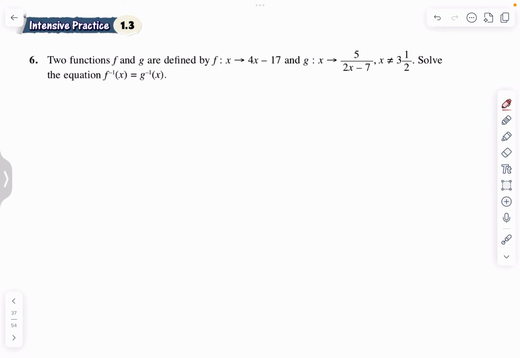Question 6. Two functions are defined by this and this. Solve the equation f inverse x equals g inverse x. Okay, so first let's find what is f inverse x.